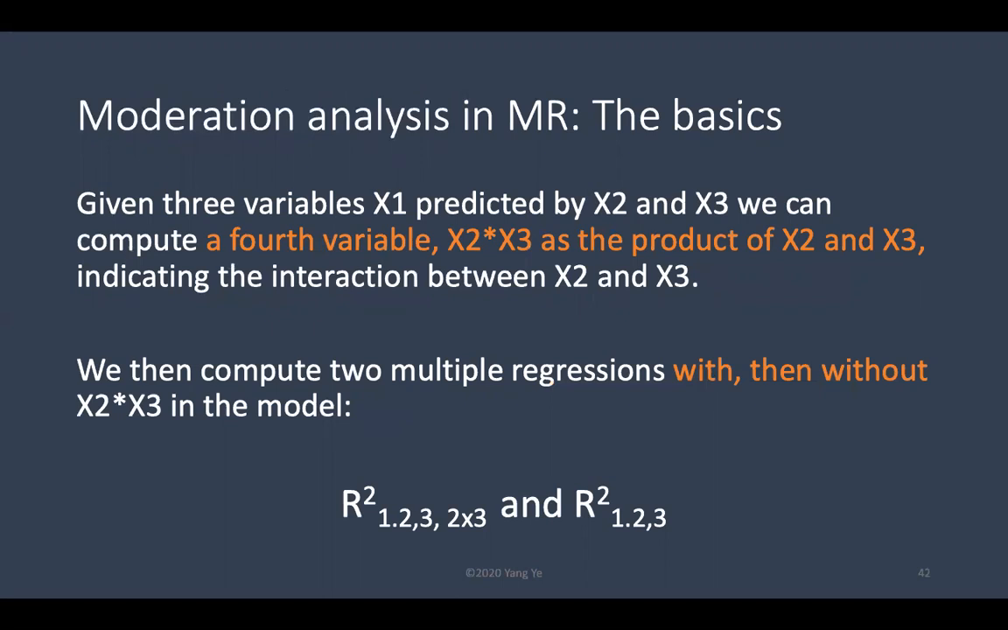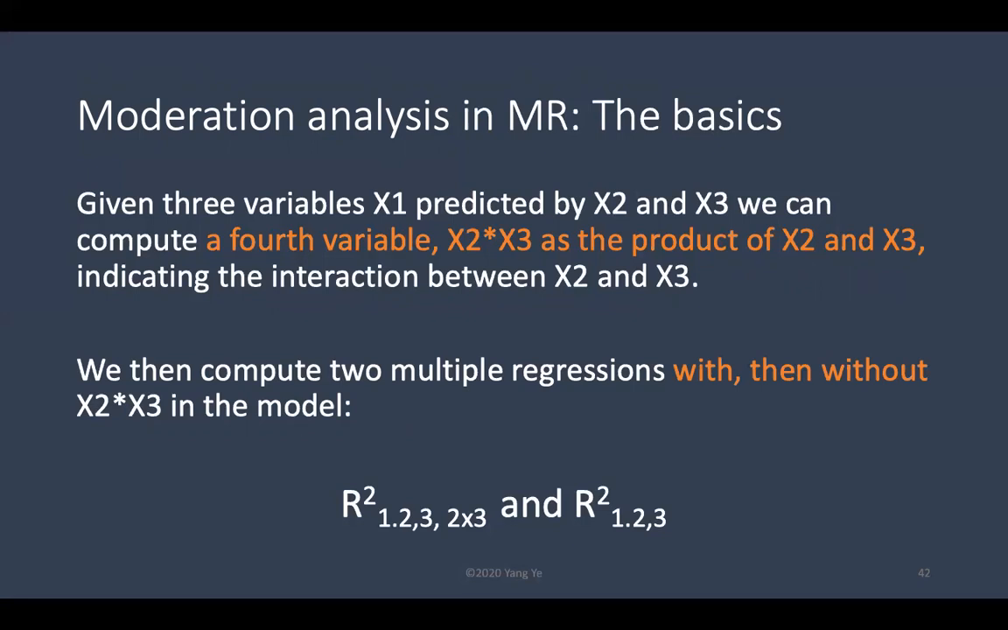In essence, this is the basics. If you have three variables, again, I'm using three variables as an example here, x1 predicted by x2 and x3, then what we need to do is compute a fourth variable, x2 times x3, the product of x2 and x3. This product term indicates the interaction between x2 and x3. Practically speaking, you just multiply each paired value of x2 and x3, and that gives you the product.